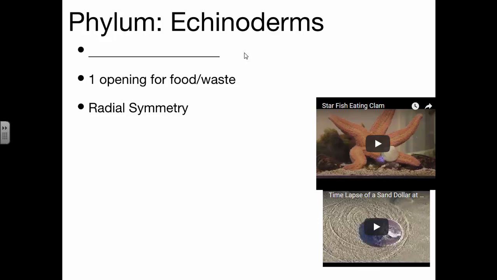Echinoderms. So echinoderms, the name means spiny skin. Echinoderms have radial symmetry. They include some things you probably also see at the ocean. And they also have one body opening for food and waste to go into and out of. They're not all filter feeders. Some of them consume prey.